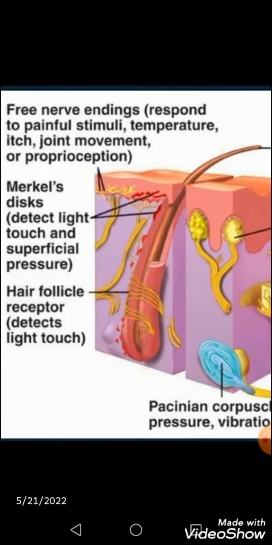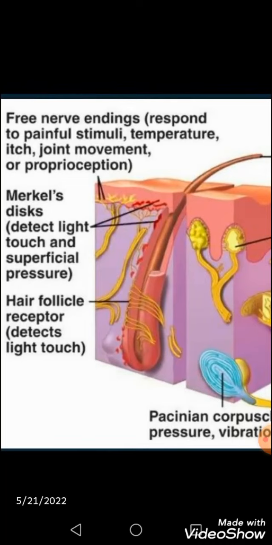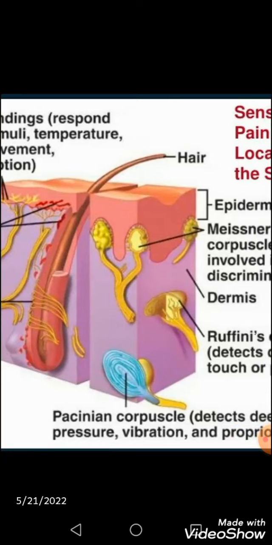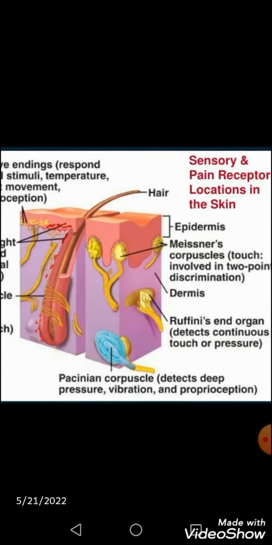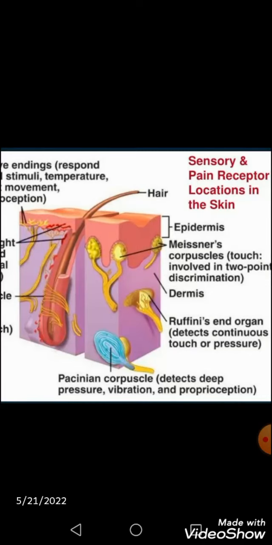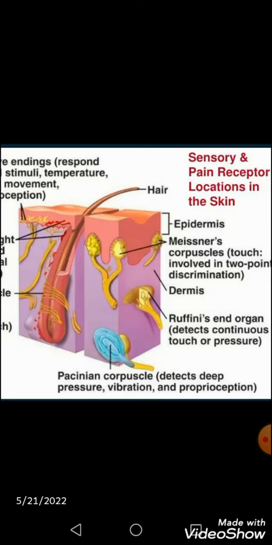Then you can observe the Merkel's disc that detects light touch and pressure in the form of a superficial pressure, not very deep. Then you can observe the Pacinian corpuscles that are supposed to detect deep pressure and the vibration sense, right? Then you find the Ruffini endings that are also supposed to detect continuous touch or pressure. And the Meissner's corpuscles take information for two-point discriminative touch, meaning very fine touch.